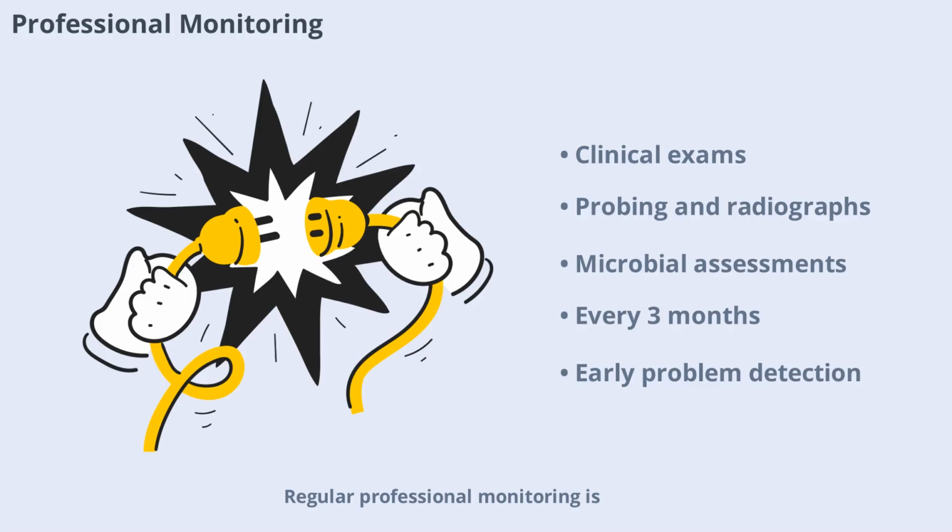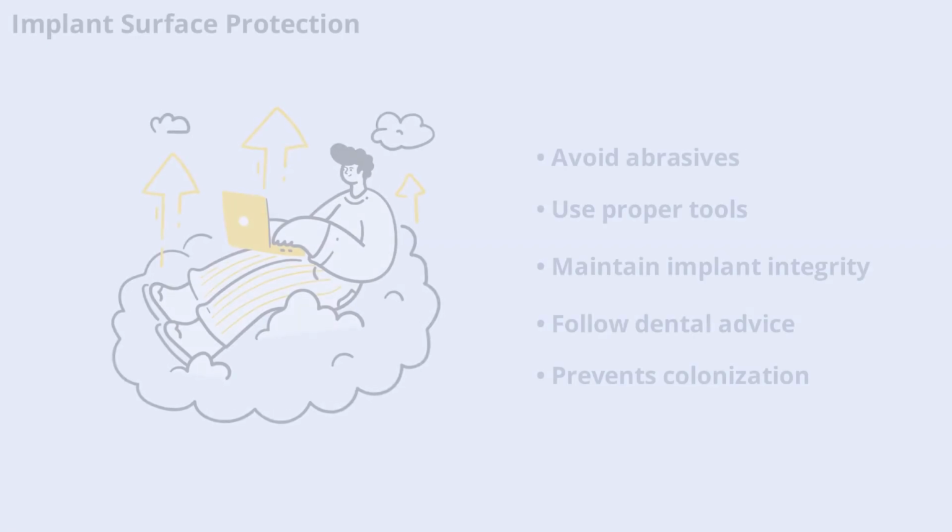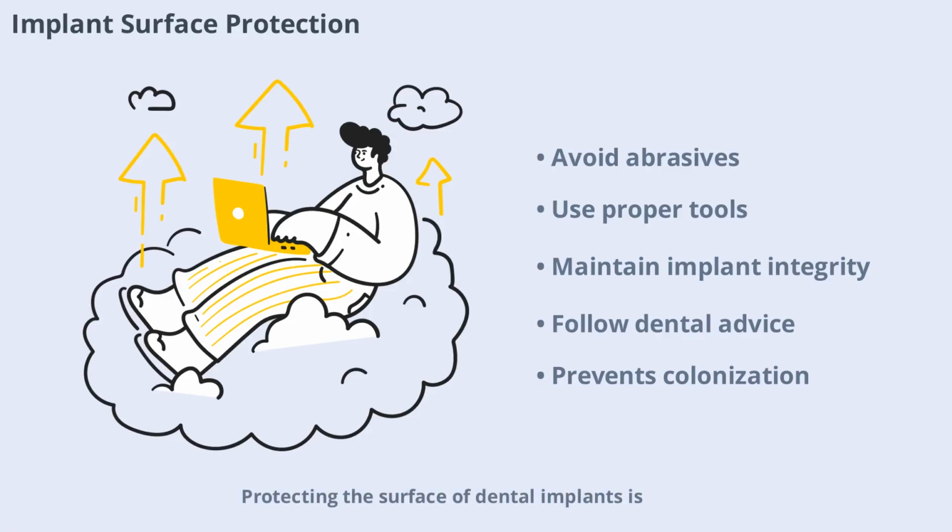Regular professional monitoring is a cornerstone of implant maintenance. Dentists and hygienists use a combination of clinical exams, probing, radiographs, and microbial assessments to track implant health. Scheduled visits every 3 months allow for early detection of problems and timely intervention, greatly improving the chances of long-term implant success.